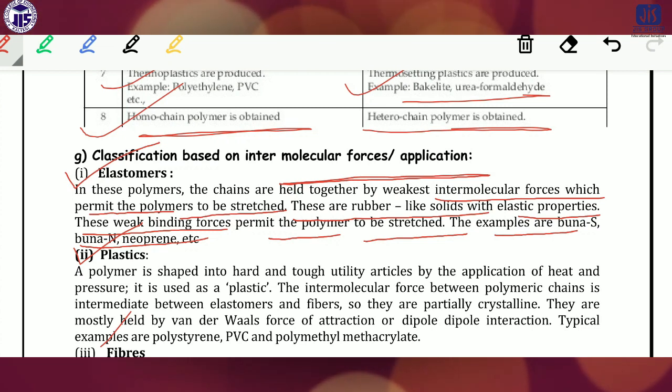So that means in the case of an elastomer, from the name I think you can understand what it is: elastomers have properties like elasticity.